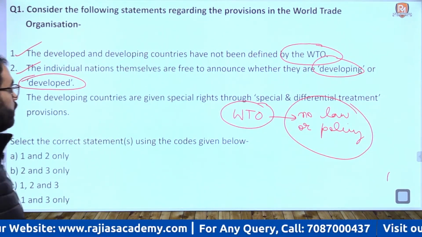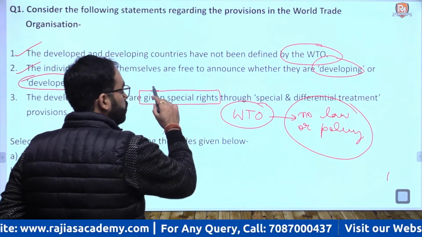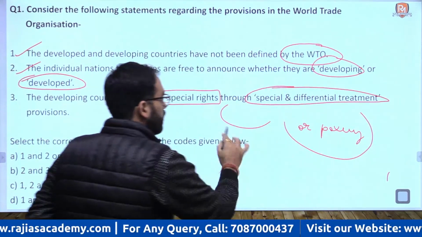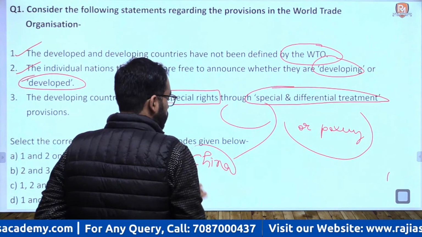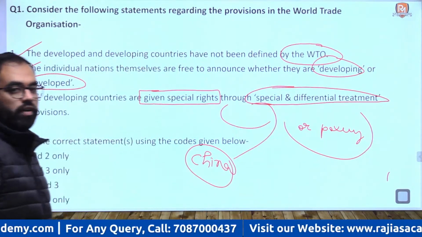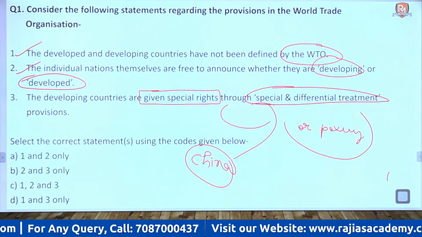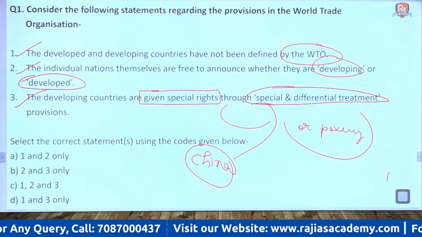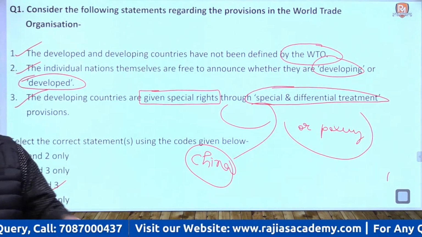When we talk about the developing countries, they are given special rights through the special and differential treatment. That is precisely why countries are questioning China, because it continues to get this special and differential treatment and the benefits which accrue to it, right? So that is why the third statement is also going to be correct, and hence your answer will be 1, 2 and 3, option C.